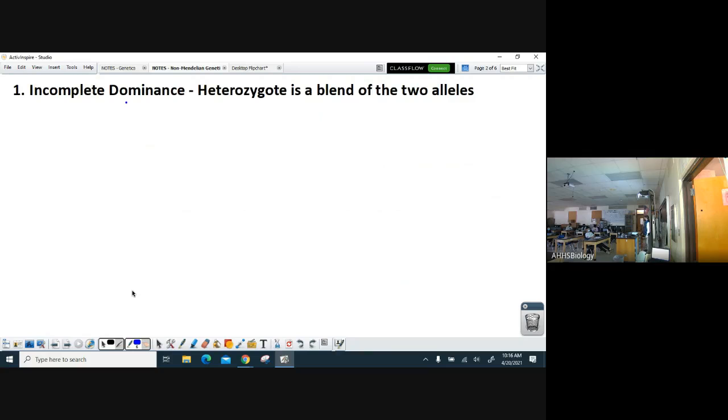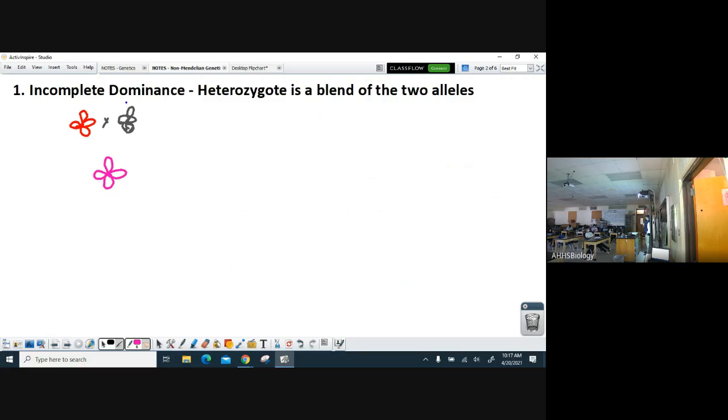But the first one is called incomplete dominance, okay? In this case, the heterozygote is going to be a blend of two alleles. And so our example for this one, and this is actually how a lot of them work, is flowers. Because if you take a red flower, really bad drawing, quick flowers here, and cross them together with a white flower, you are going to get a pink flower.